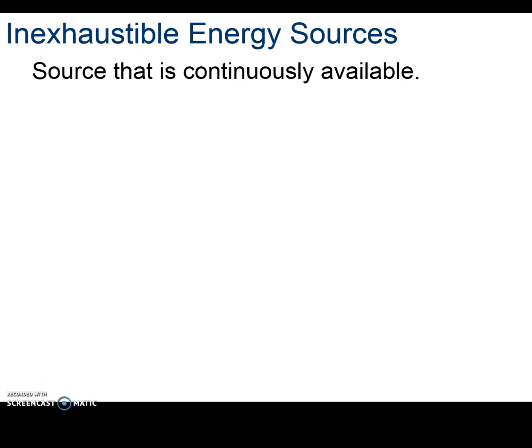The third category of energy sources is inexhaustible. Energy sources that are classified as inexhaustible are sources which are continuously available, meaning that they are not used up. Unlike the other two categories we have discussed, please note that continuously available is not the same as constantly available. Some inexhaustible energy sources have intermittent availability.